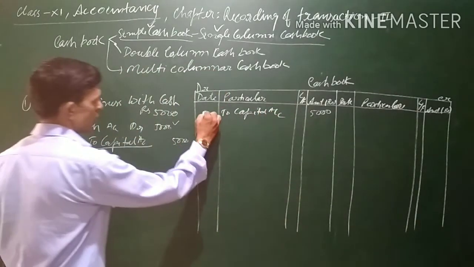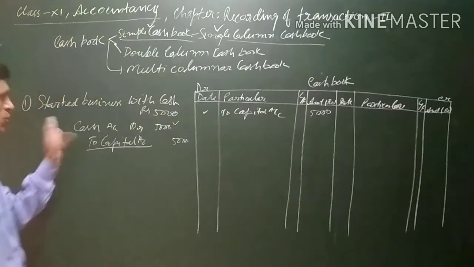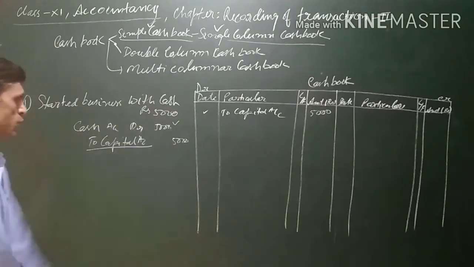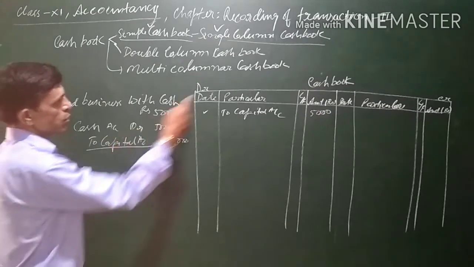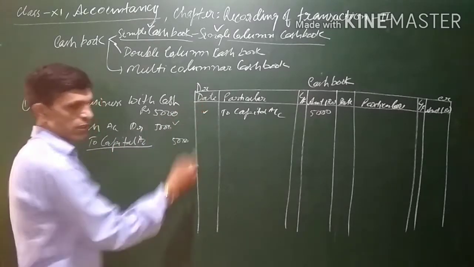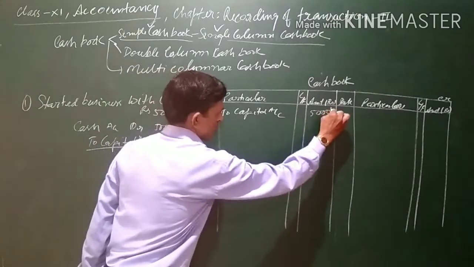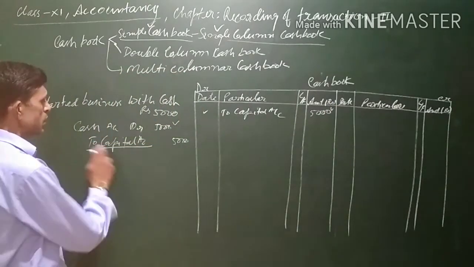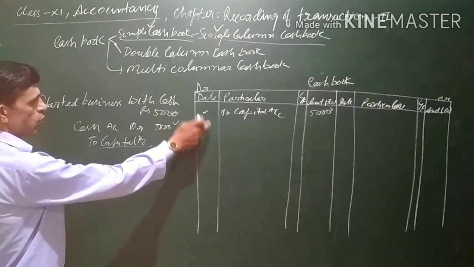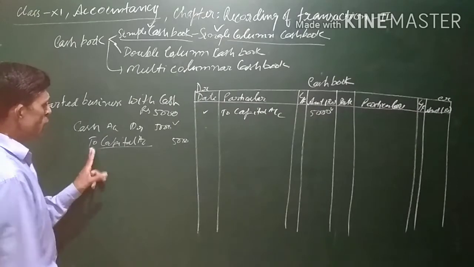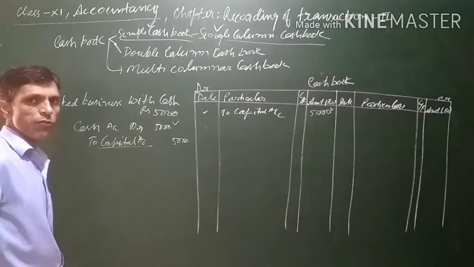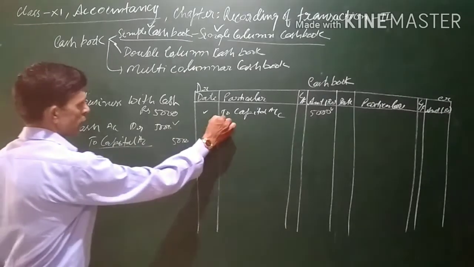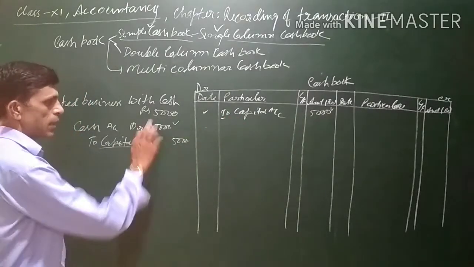If the date is given, then we will be writing the date. Since the date is not there, we are ignoring the date column. So cash account debit to capital. Since cash is debited, on the debit side, this left hand side, 5,000 will be written. Why is this account being debited? Cash is debited to capital, because this cash is coming in the form of capital. So to capital we will be writing here on the debit side.